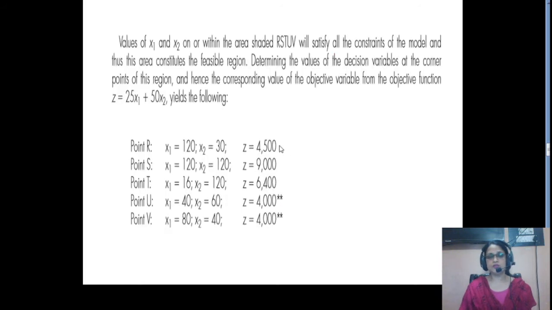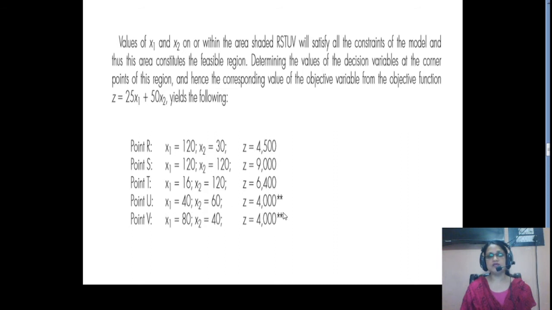Now, this will give you the values of the objective function. So at point R, the objective function will give you the value as 4500, x1 9000, S 9000, T 6400.